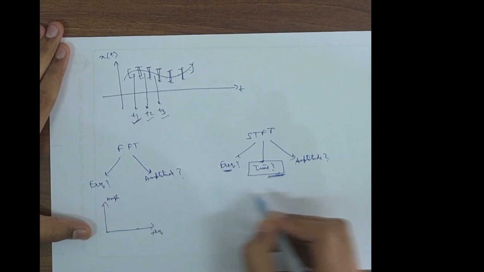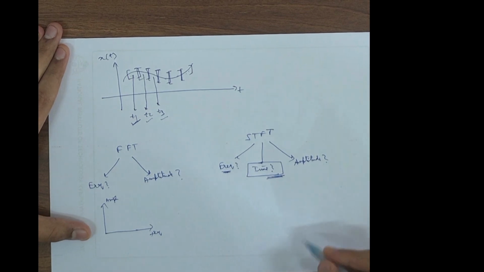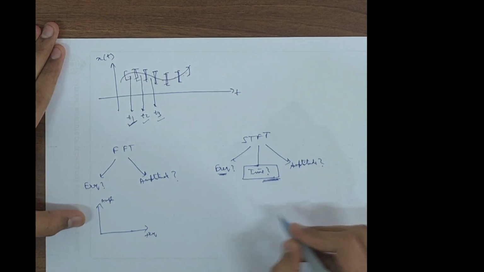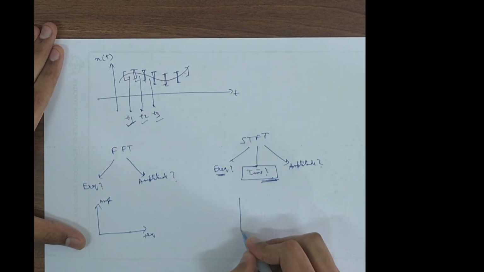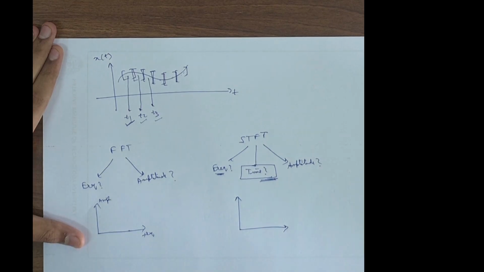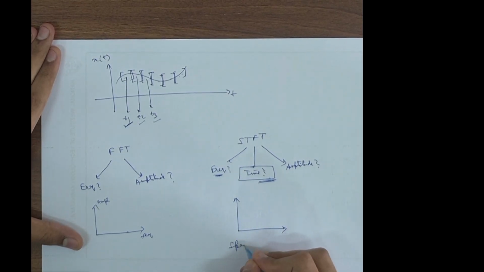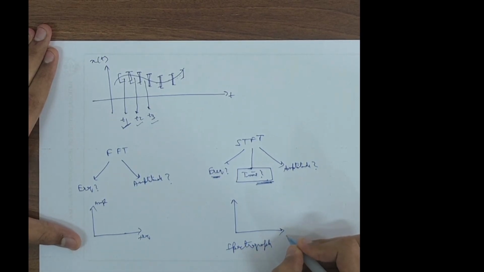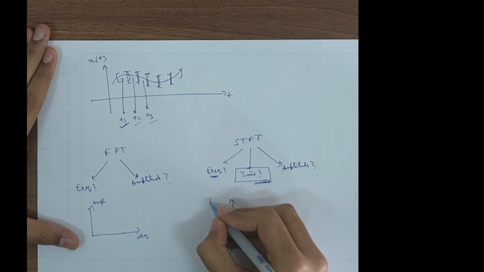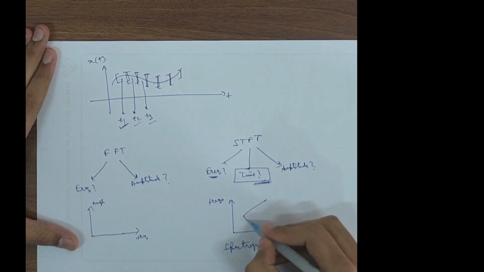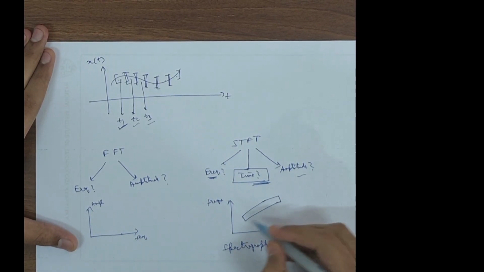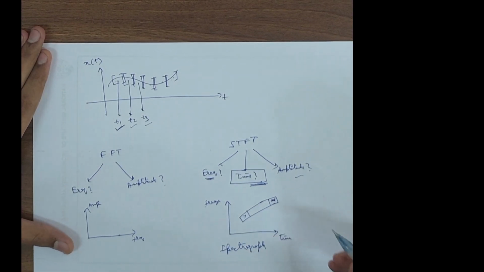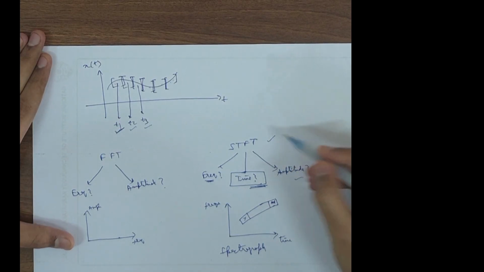So the fast Fourier transform gives me a two-dimensional plot of frequencies and amplitude, and the short time Fourier transform gives me a three-dimensional plot. It's not really three-dimensional; it will be depicted in a two-dimensional representation only, but it will have colors. This is what we call a spectrograph. It will have time, it will have frequency, and it will have different colors. The color depicts the amplitude, so it will have, say, yellow color, then red color, and so on. This is how we'll be using short time Fourier transform.